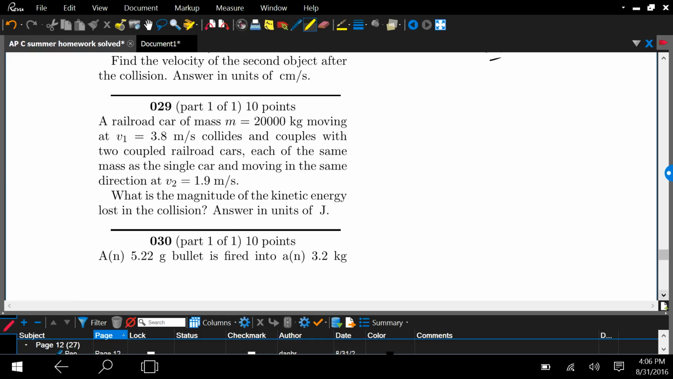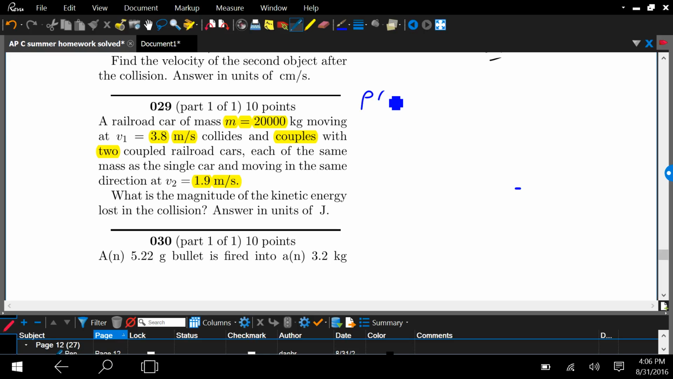Looking at 29, this is a pretty simple collision. We have a collision between one railroad car moving at 3.8, and then we have two more railroad cars of the same mass going at 1.9, and they're all going the same way. It wants to know what their kinetic energy is after the collision. These are going to couple. Couple means they're going to stick together.